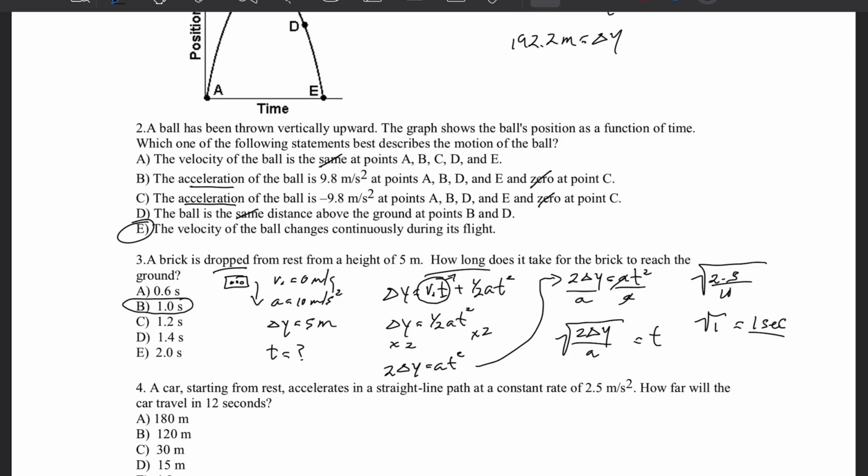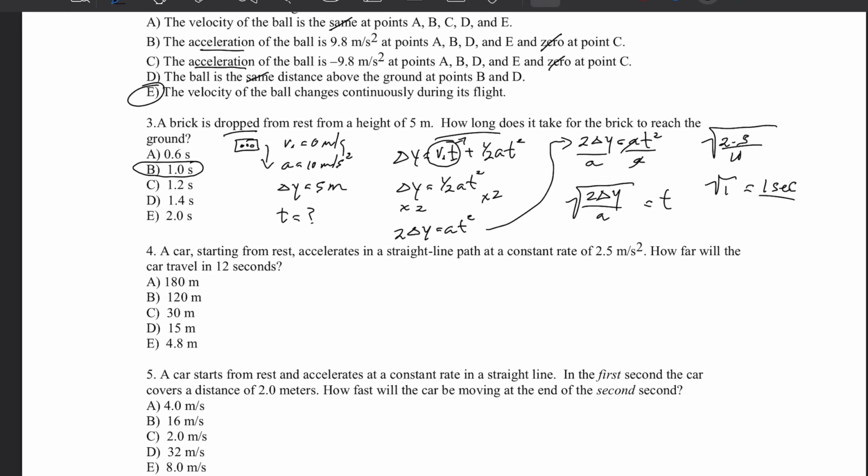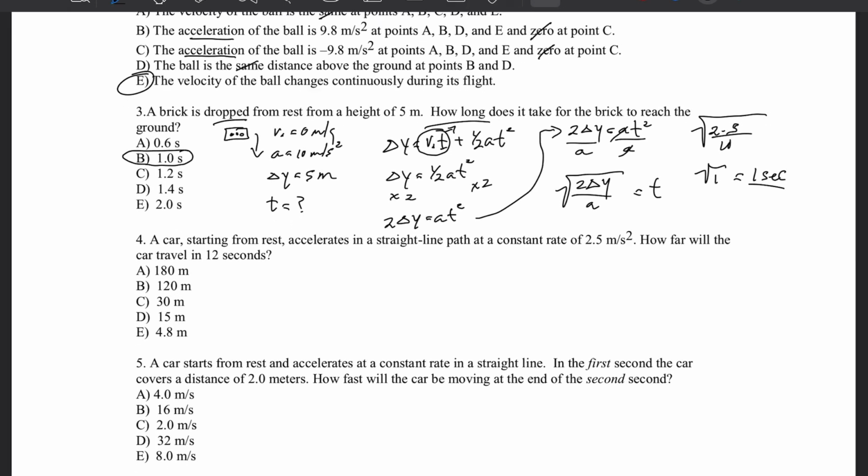A car starting from rest, so v naught is 0, accelerates in a straight line path at a constant rate of 2.5 meters per second squared. So the acceleration is 2.5 meters per second squared. How far? We're looking for delta x. Will the car travel in 12 seconds? So v naught is 0, acceleration is 2.5 meters per second squared. Delta x is what we're looking for, and time is 12 seconds.